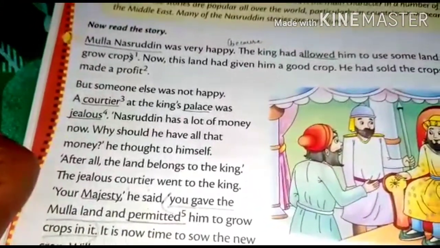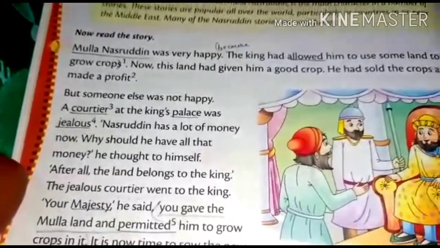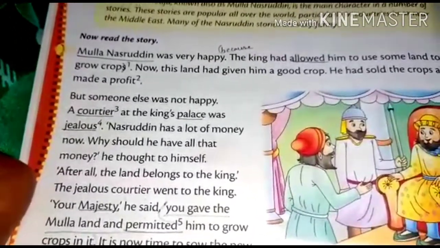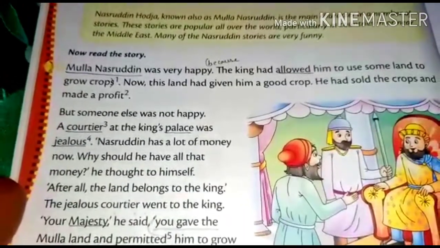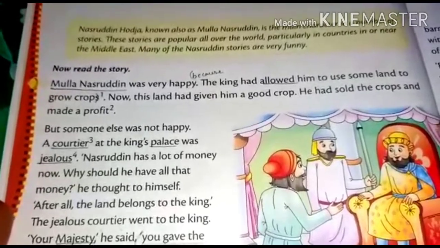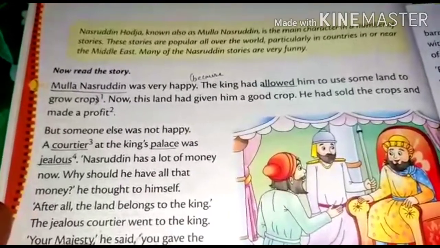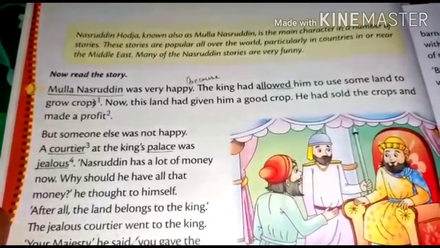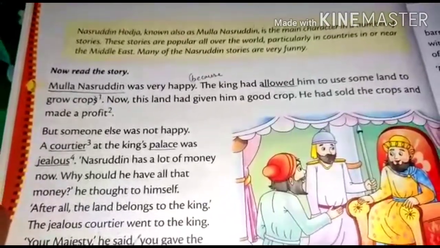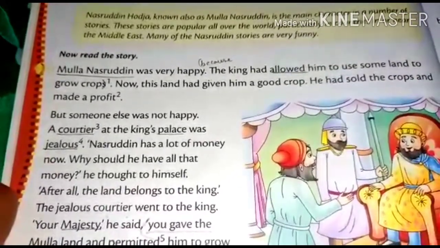But somewhere someone was not happy. He was very happy, but someone else was not happy. And who was that? Let's see. A courtier at the king's palace was jealous. A courtier at the king's palace was very jealous. Why? Because Nasiruddin has a lot of money now. Now the king gave him some land to grow crops, he sold those crops and made a profit. Now the courtier is very jealous. Why should he have all that money?